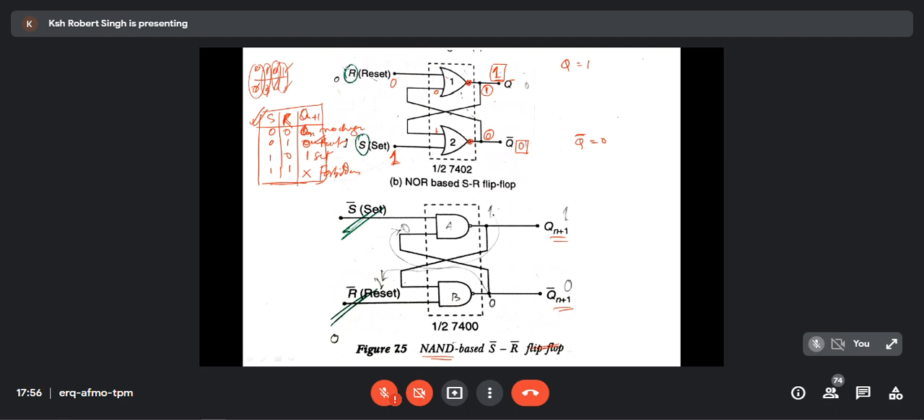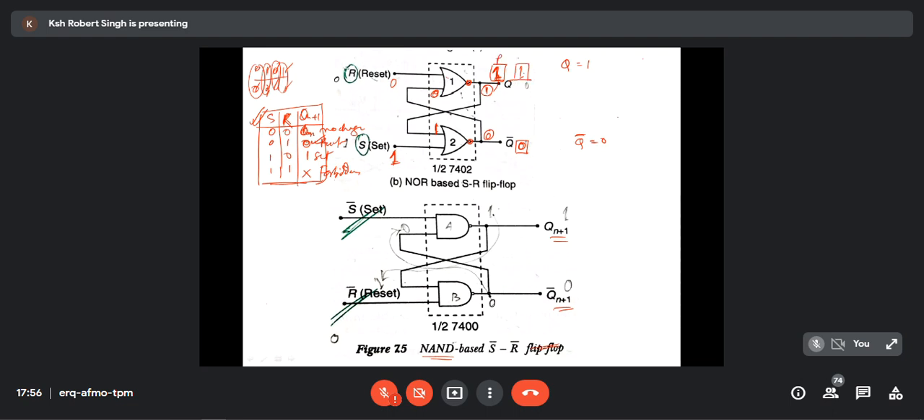Let's see. I want to go for another state, the next state. What will be next? If I want to know the next output again, then this will become the previous output again. This 1 will go here, it will become 1. This 0 will go and it will become 0 here. Now 0 and 0 is 0, opposite 1. 1 will become the next.